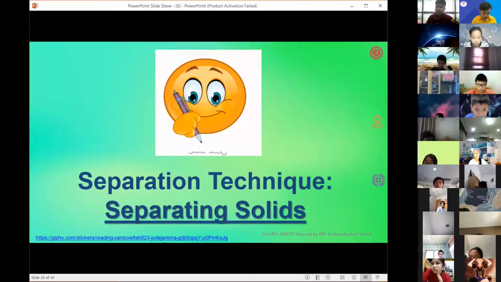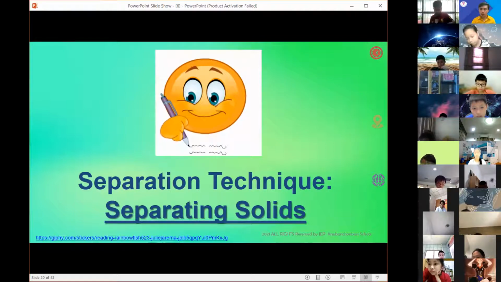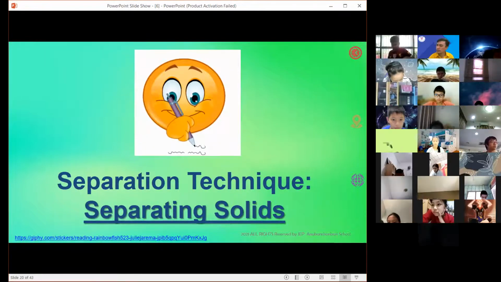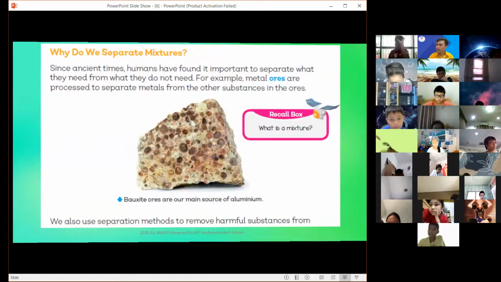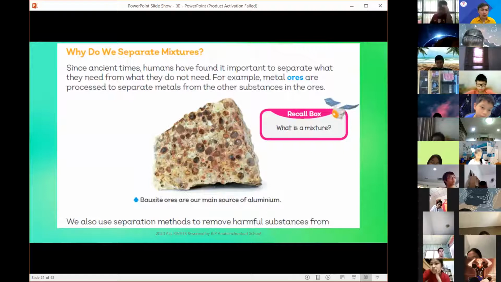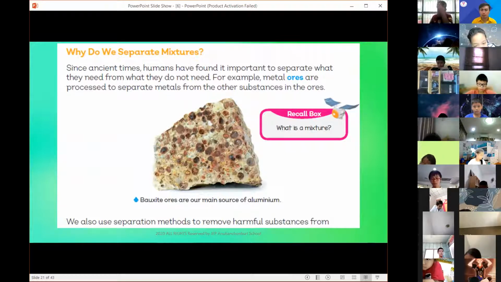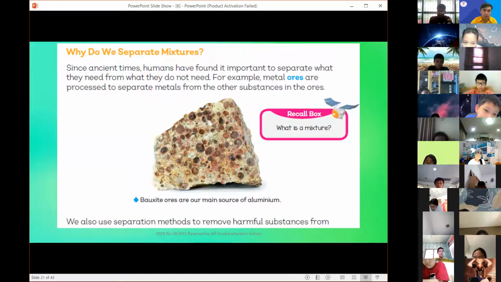It is found in page 27 in your book. So we'll begin in page 27. Separation technique, separating solids of different sizes. Okay. Since ancient times, ancient means in the old days, people or humans have found it important to separate things that they need from the things that they do not need.